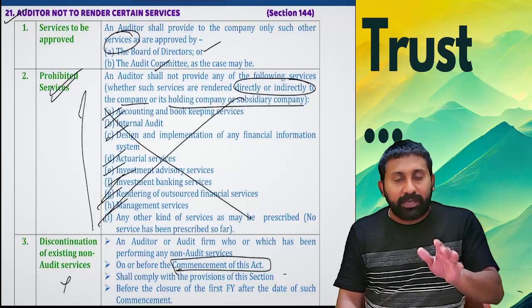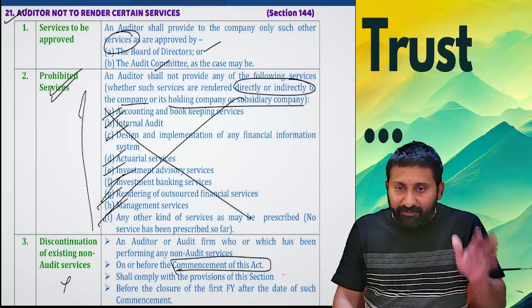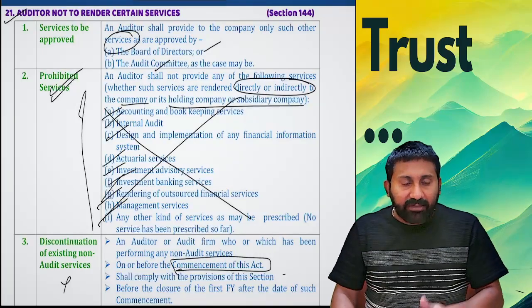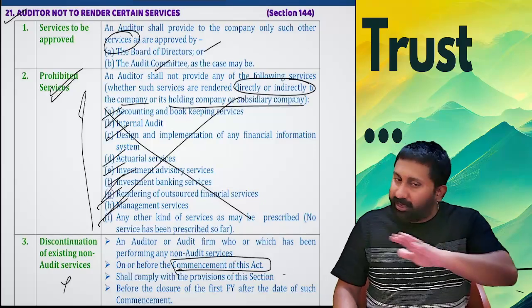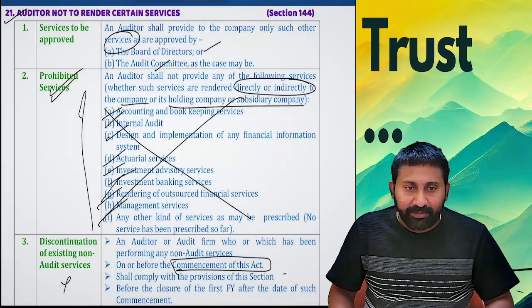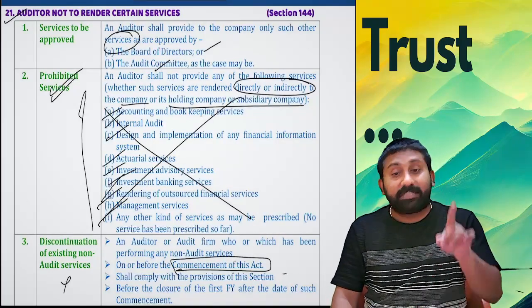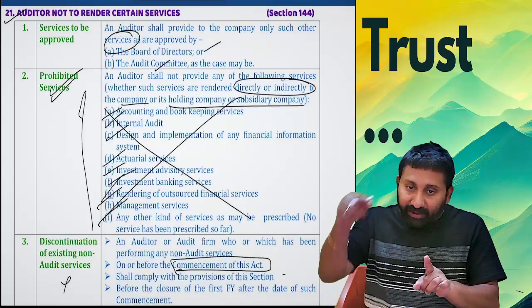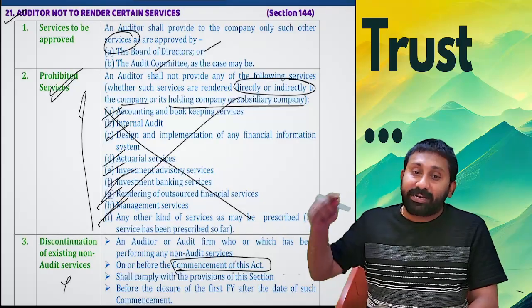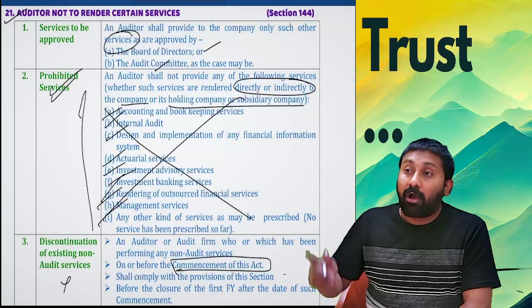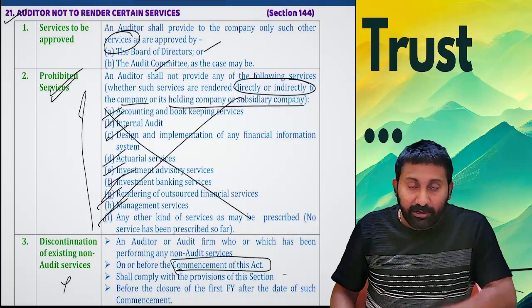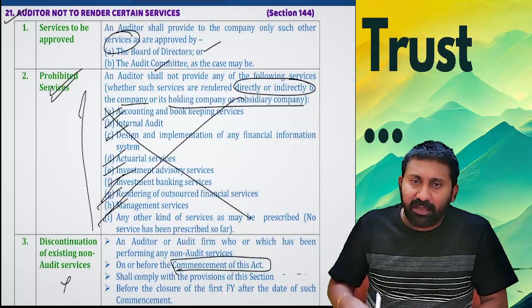Accounting and bookkeeping services, internal audit, financial information system designing, actuarial services, investment advice, investment banking. The auditor is prohibited. When I say you are prohibited, not just you, but also through your relatives, or any entity in which you have significant control, or any brand name you own. Any of these should not be done. The same is applicable also for the firm of partners.